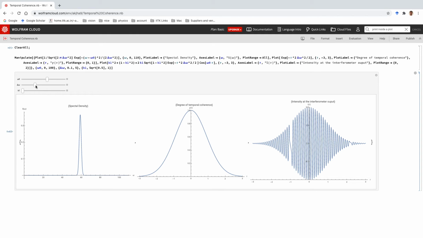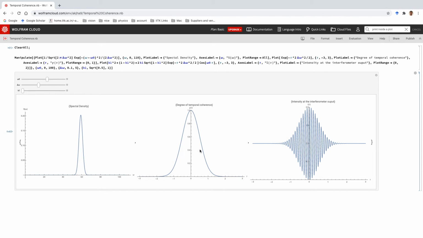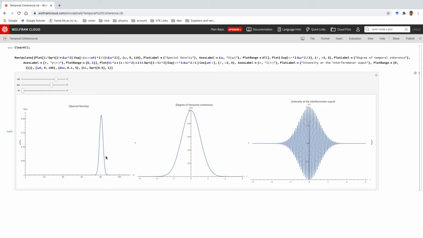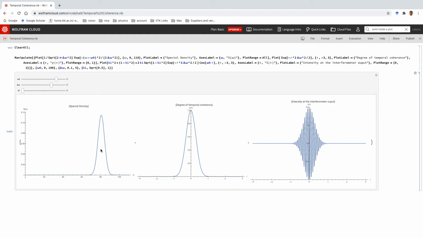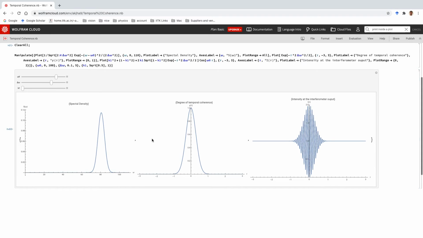Let's increase the delta omega further. This will become even broader, and this becomes narrower. Let's increase the frequency a little bit more. And now we see that the fringe period has become smaller. Let's increase some more the width. Yeah, and it just becomes broader and more and more narrower.